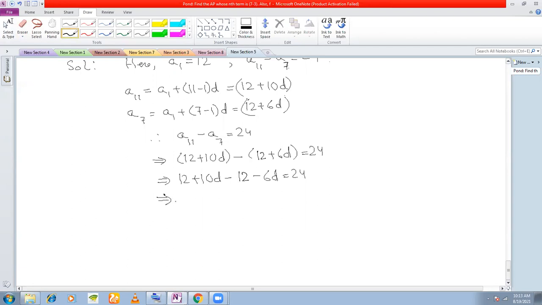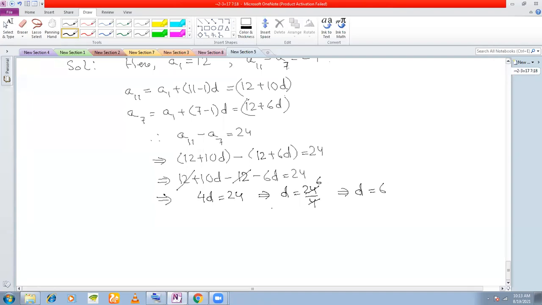Okay, so you get here this 12 and this 12 will cancel. So you get 10D minus 60. That means 4D is equal to 20. That means D, you get 24 by 4. That means, what is the common difference of the AP? It is 6.